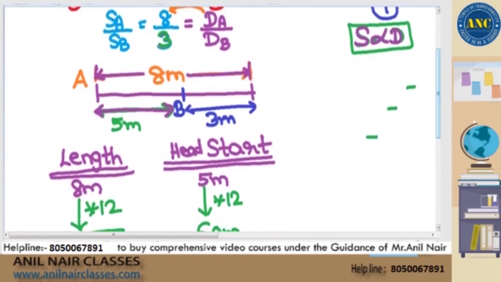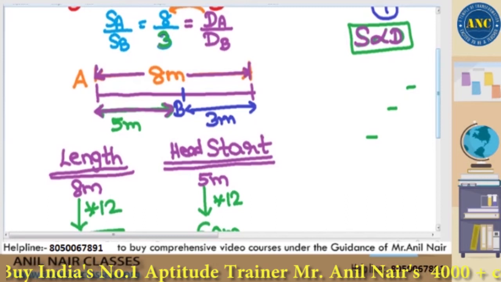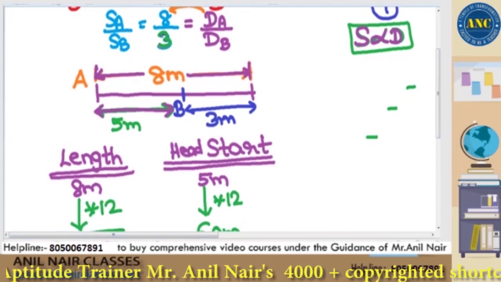Speed and distance are directly proportional to each other. That means the distance traveled by A and the distance traveled by B is 8 and 3 respectively. That is the logic which we are implementing in this problem. I hope it is clear, sir. I hope you understood the concept of head start.